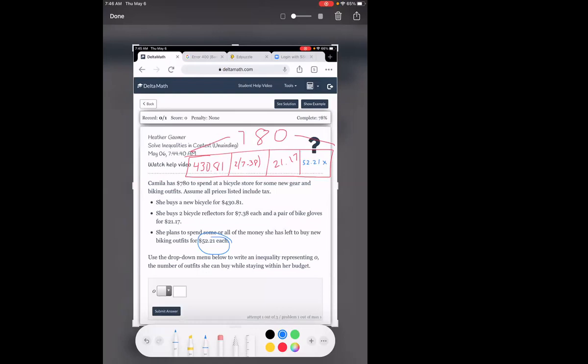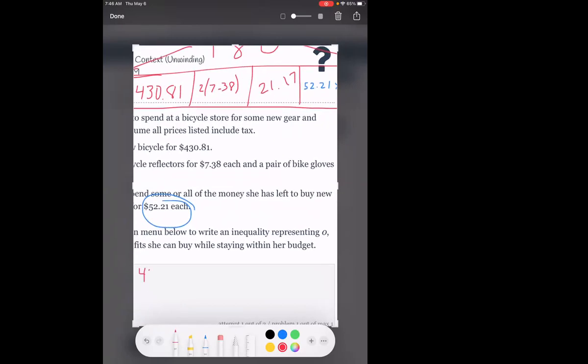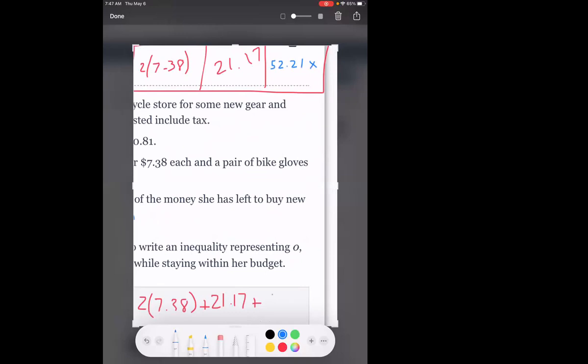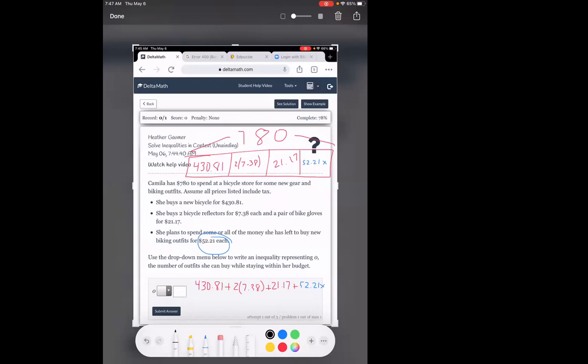Okay, so I'm going to come over here and write an equation, and I'm going to make this real big here. 430.81 plus 2 times $7.38 plus 21.17 plus, switch to blue, 52.21x has to be, and this is the key part that's next, all of that has to be less than or equal to 780.